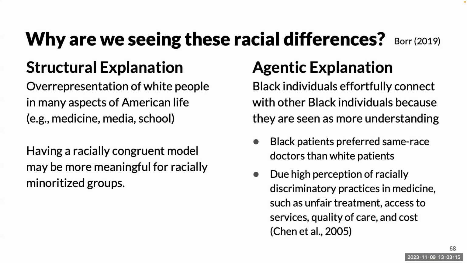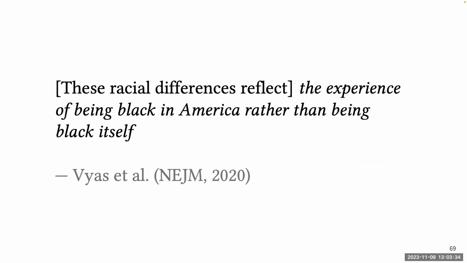But there is another explanation, the agentic explanation. As documented in education and medicine, Black individuals tend to actively seek connections with other Black individuals because they believe that Black individuals would be more supportive and more understanding of each other. And we argue that this may not be just a simple homophily, but as Fiske and friends have argued, it's about the experience of being Black in America rather than being Black itself.